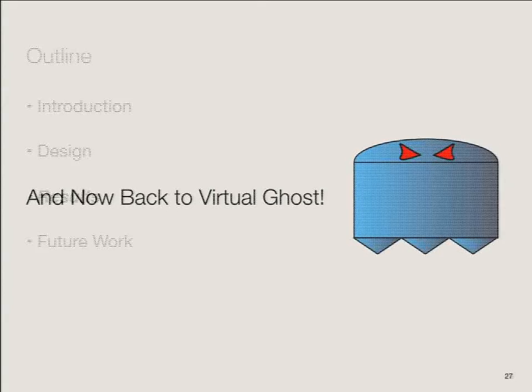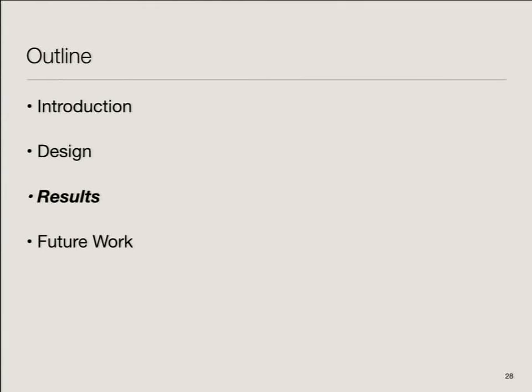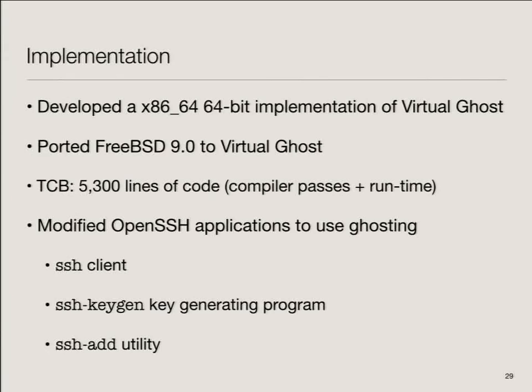All right, back to VirtualGhost. Now moving on to the results. We implemented a prototype of VirtualGhost and KCoFI for 64-bit x86. We ported FreeBSD 9 to VirtualGhost. If you're wondering why it's so old, it's because we started this, I think, back in 2012. The trusted computing base is about 5,300 source lines of code. This is the size of the compiler passes that we wrote and the runtime library that we implemented.